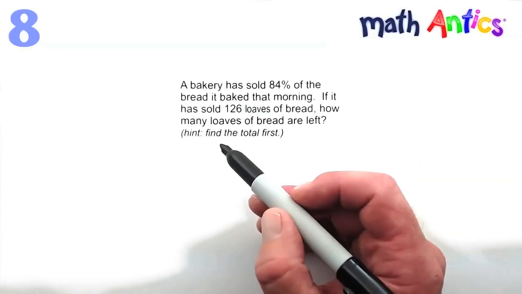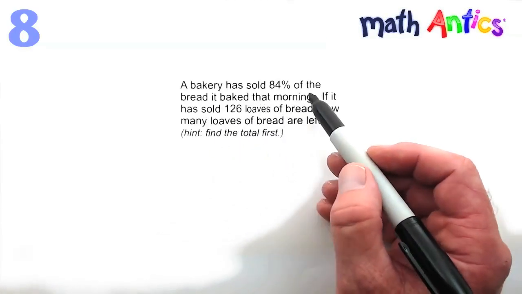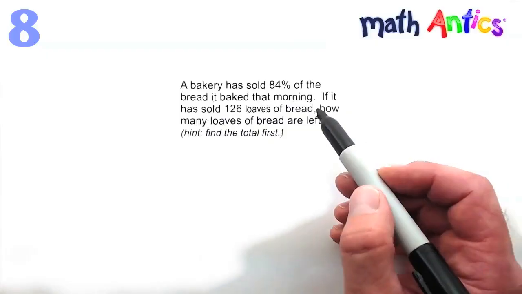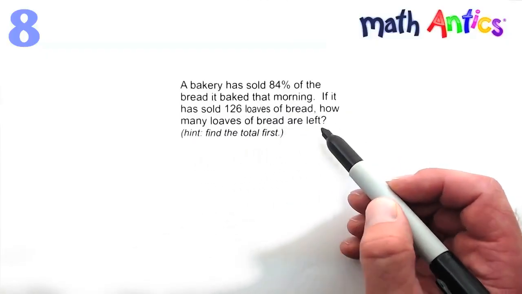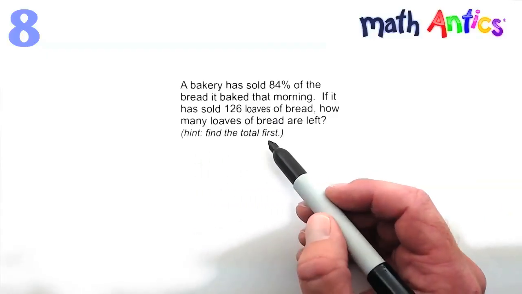And our last problem says, a bakery has sold 84% of the bread it baked that morning. If it has sold 126 loaves of bread, how many loaves of bread are left? And the hint is to find the total first.